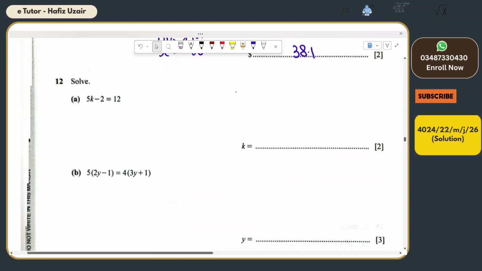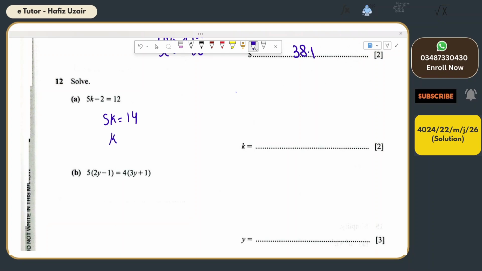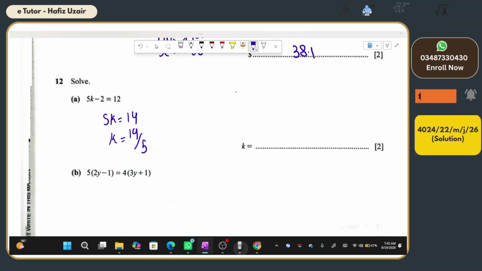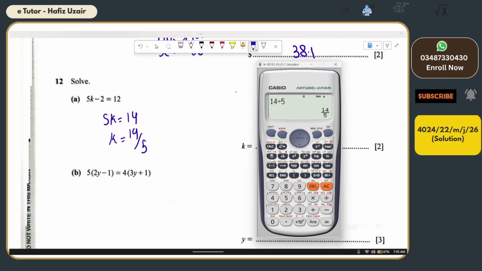Let's solve question number 12. Just solve this. So 5k will be equal to 12 plus 2, that is 14. So k will be equal to 14 by 5. And if we do 14 over 5, we'll get 2.8.